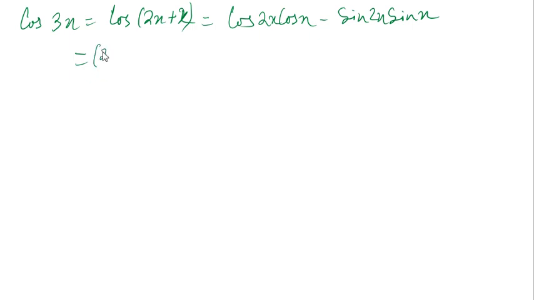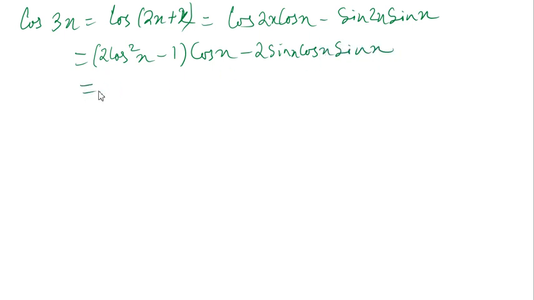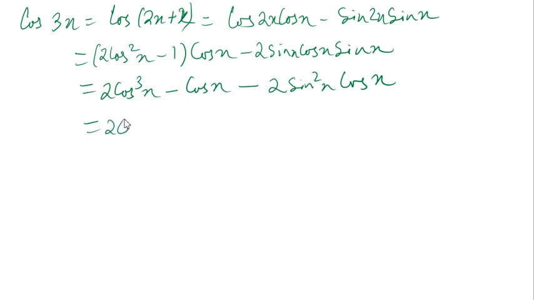So what we will write? 2 cos square x minus 1 cos x minus 2 sin x cos x sin x. So what it will be? 2 cos cube x minus cos x minus 2 sin square x cos x. Now see, 2 cos cube x minus cos x minus 2 sin square x cos x. What will we write for sin square x? We will put it 1 minus cos square x.